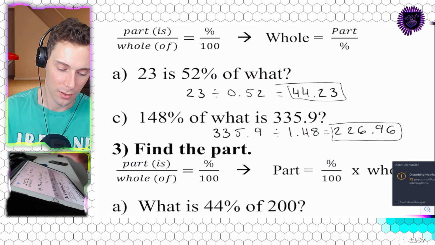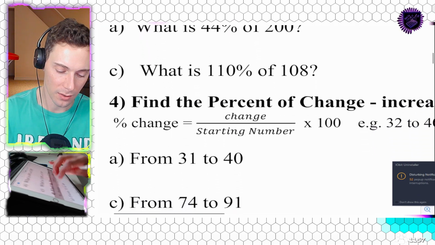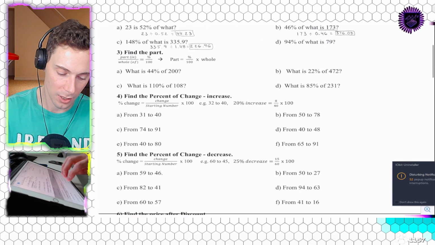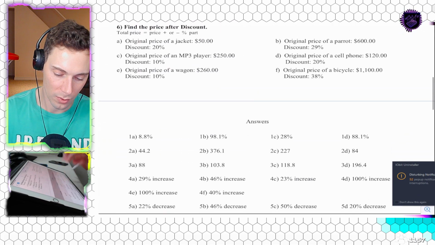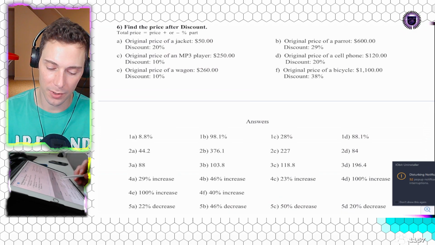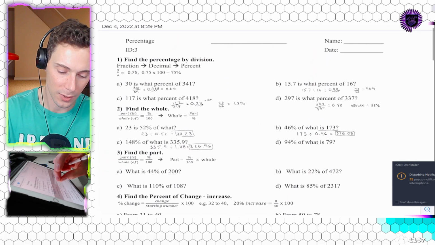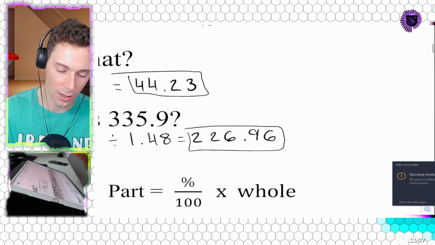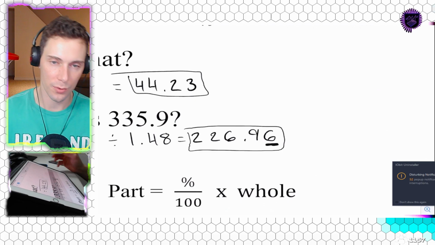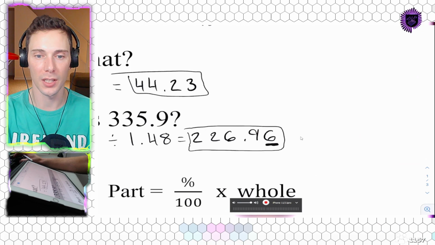Now, this is 2C. Let's go down and check out my answer page. 2C. So it rounded up to 227. But do you see how close? I'm 4 100ths off here. That's totally fine. That's not a big issue at all.